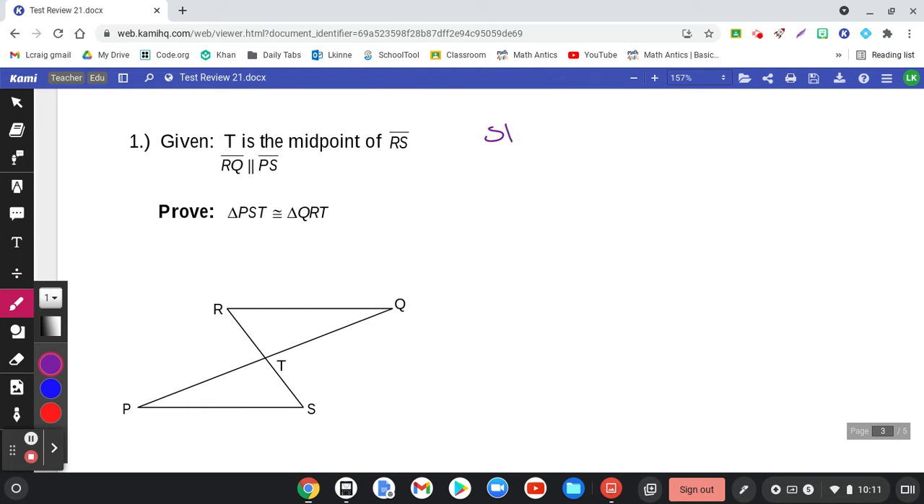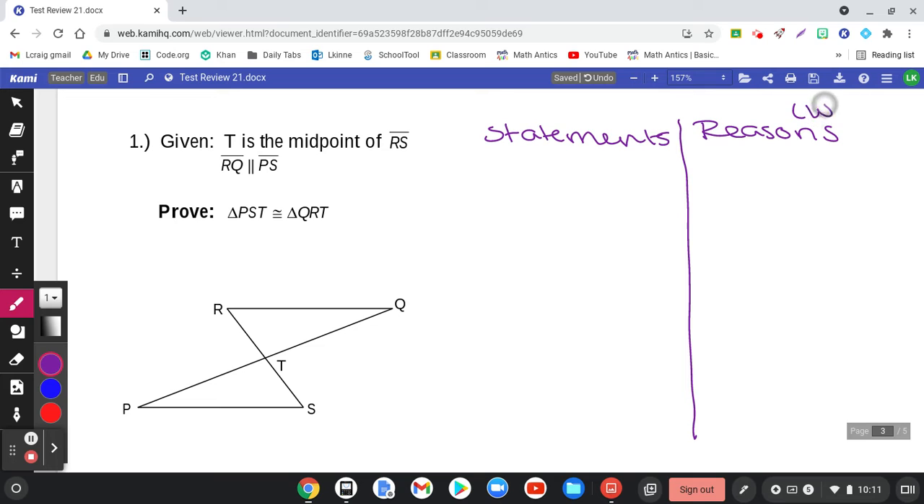So when we're doing a 2-column proof, you have your statements, things that you're telling me about the picture, and your reasons. And remember, the reasons are the why. Why did you tell me that first statement? The first thing we want to start with, you could start with freebies. Like I immediately see that angle 1 and 2 are vertical. So you could say angle 1 and 2 are congruent because vertical angles are congruent. Or you could wait and do your givens first.